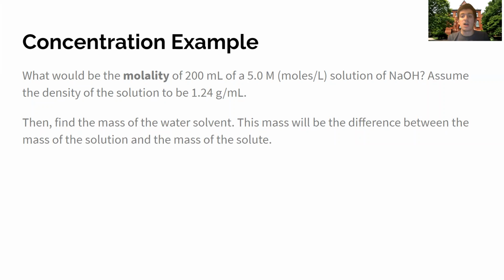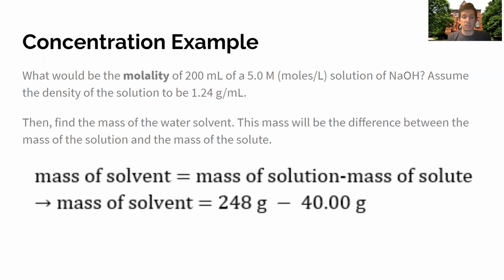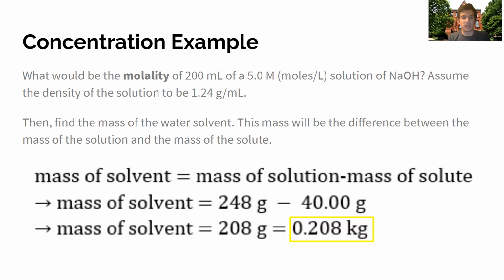Like we said, the mass of the solvent is going to be the difference between the mass of solution and the mass of the solute. It's represented right here. It was 248 grams for the whole solution and 40 grams for just the solute. Taking the difference, you get 208 grams or 0.208 kilograms.